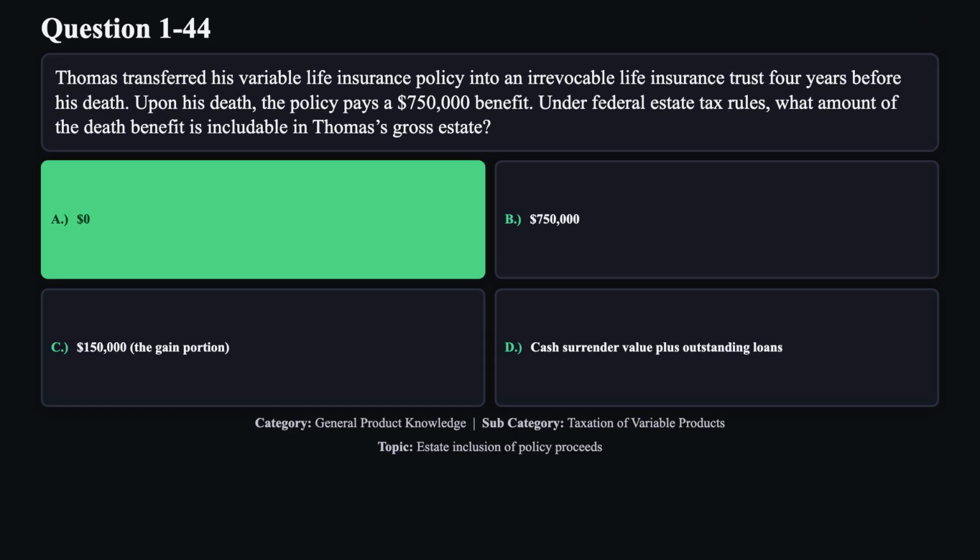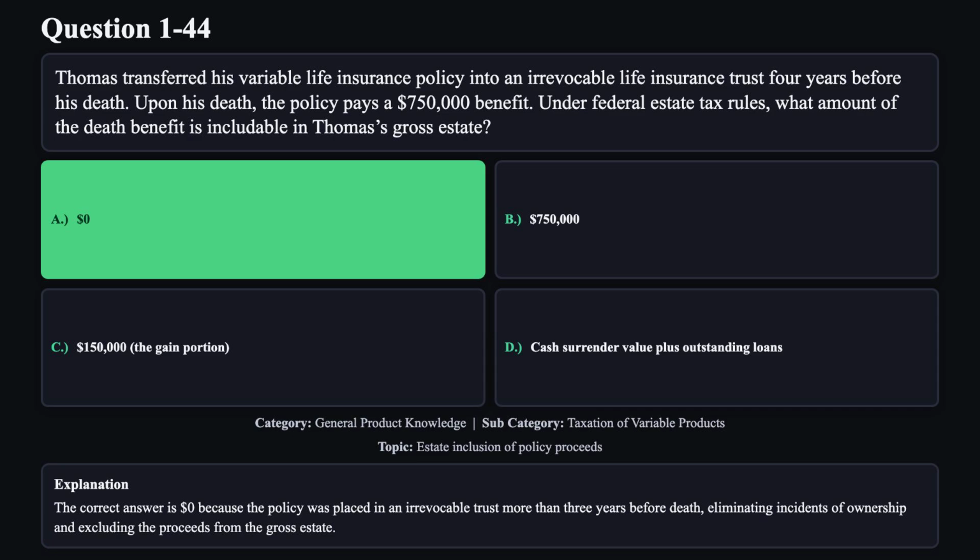The correct answer is A. The correct answer is $0 because the policy was placed in an irrevocable trust more than 3 years before death, eliminating incidents of ownership and excluding the proceeds from the gross estate.